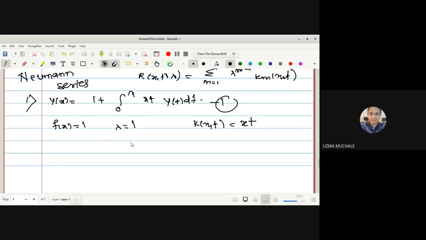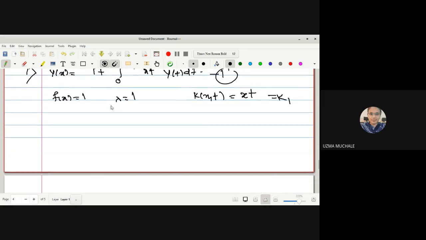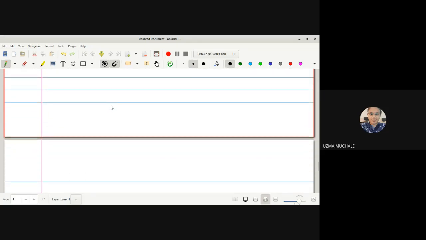K1 of xt, what is our K1? It is nothing but K of xt. Then now you can evaluate and find out K1, K2, K3 and K4 and so on. You will come to know that we are not getting the compact form. Okay, let us solve one by one. You have to also solve with me.